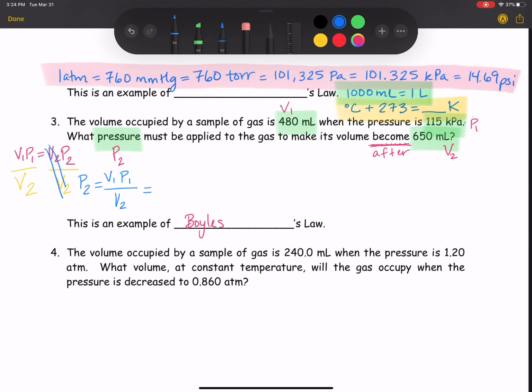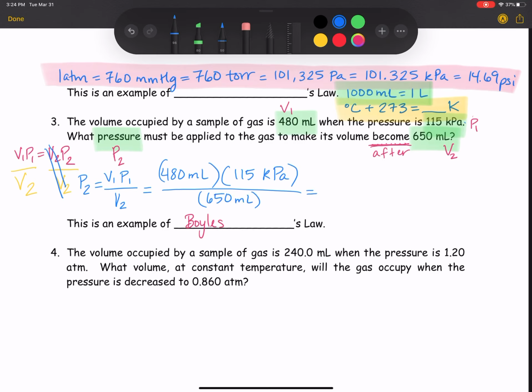Now I can just plug in everything from my question. My V1 from the question was 480 milliliters. My other volume was also in milliliters, so I don't need to worry about doing any conversions here. I can go straight to P1. My P1 is 115 kilopascals. I don't have any other unit of pressure in my problem, and it's not asking me for a different unit, so I can go ahead and finish up that P1. I can now divide by my V2, which is 650 milliliters.